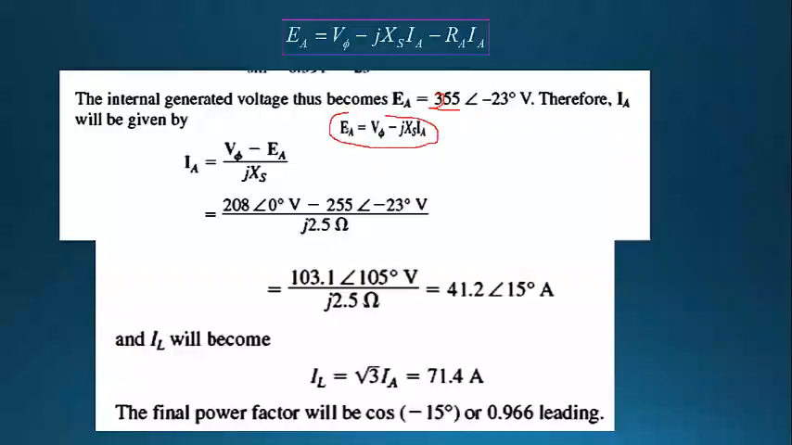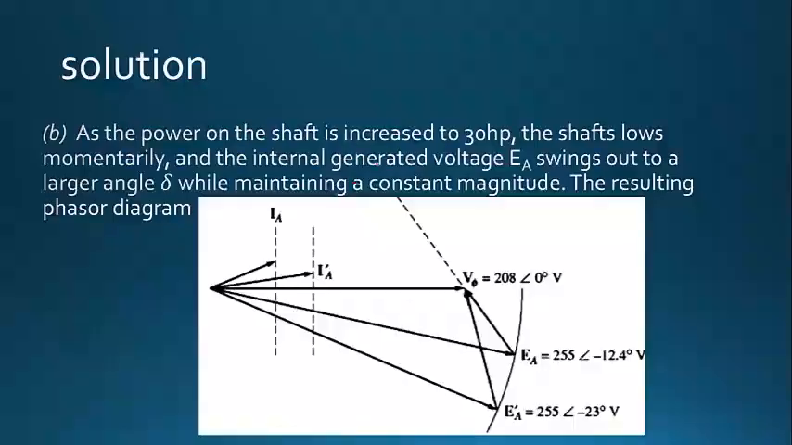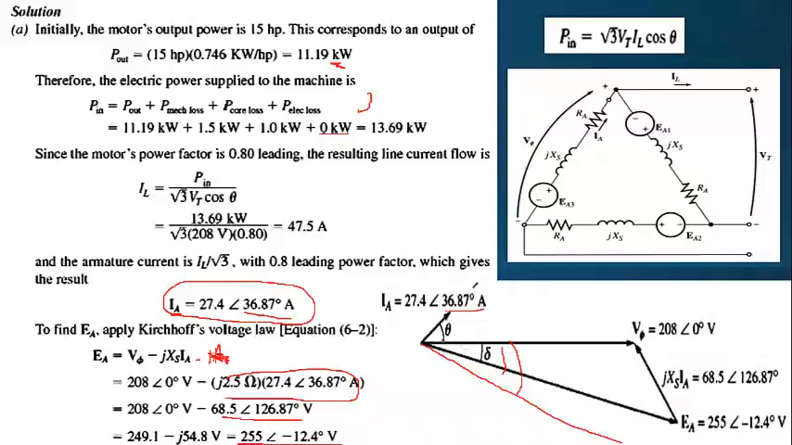So now we know EA, we know V phase, we know XS. The only unknown in this formula is our IA. So we can make IA the subject and then insert our values and find our IA. So we know that our V phase is 208 angle 0 because that is our reference line. So this is the reference line and it's always at an angle of 0, the V phase.